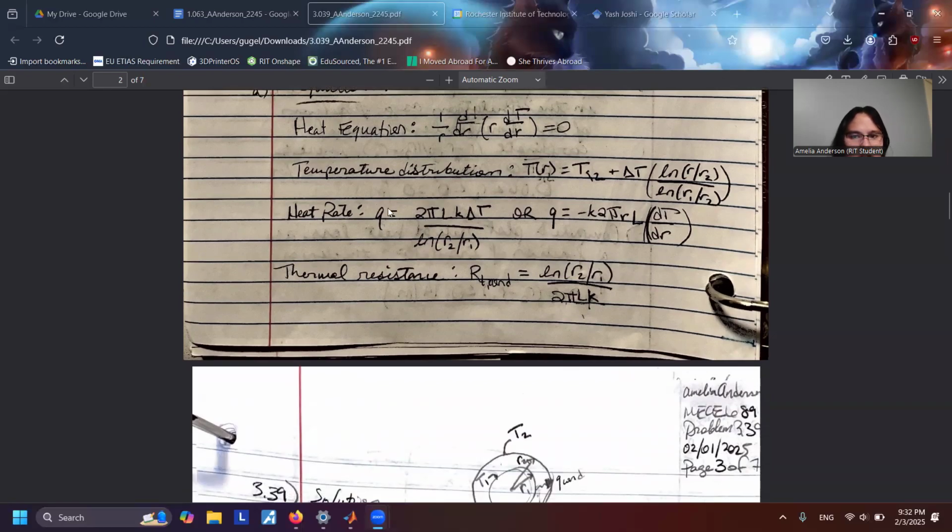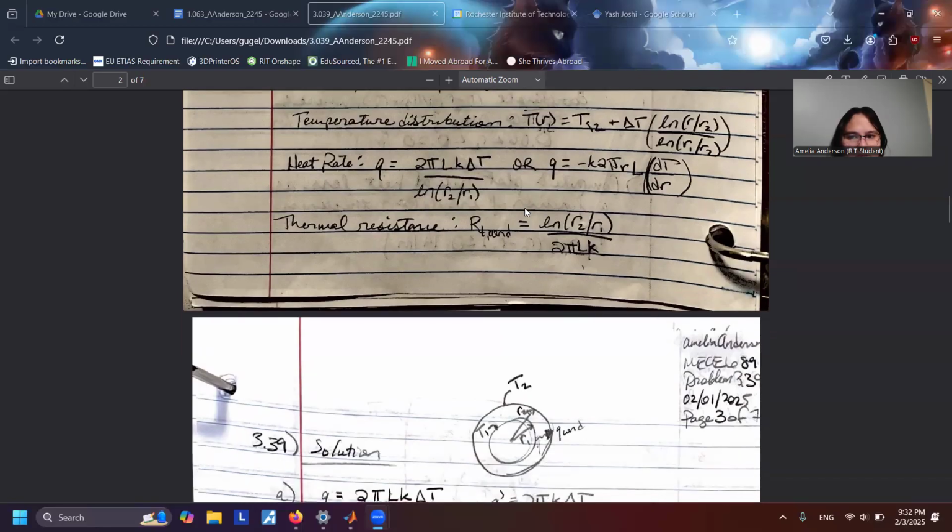We are saying also the heat rate. Again, this is your conduction law over time for a cylinder. Here's the calculus version, which I don't recall if we'll be using today. Thermal resistance, another one.